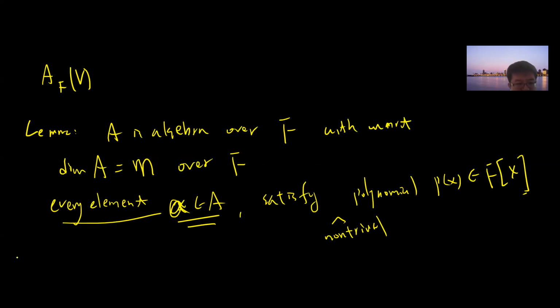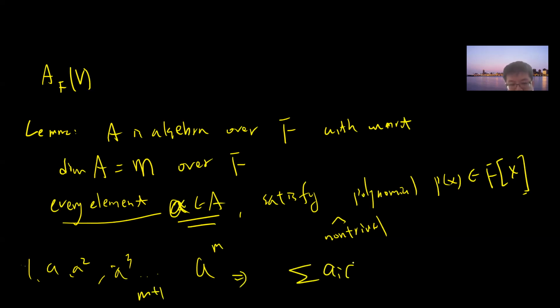And this is easy, because you can take 1, a, a squared, a cubed, up to a to the m, using 1 to be the identity. Then there are a total of m plus 1 elements, so they must be linearly dependent. So you can find coefficients a_i, for i from 0 to m, not all zero, such that the combination is 0. So the proof is done. You can take the polynomial to be the sum of a_i x^i.